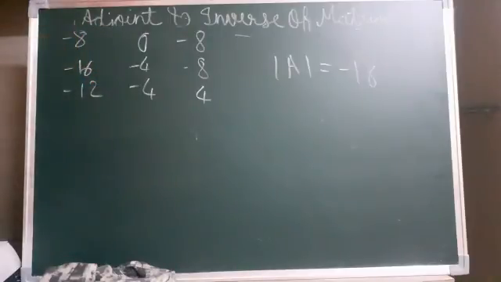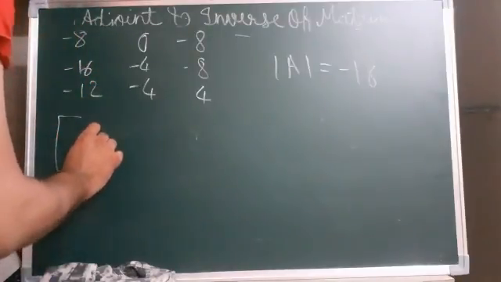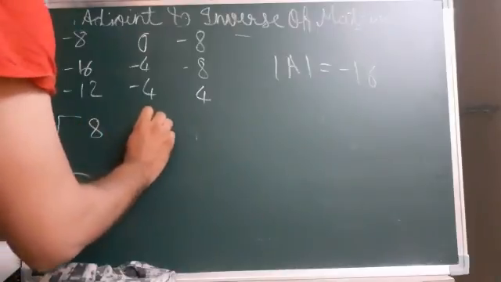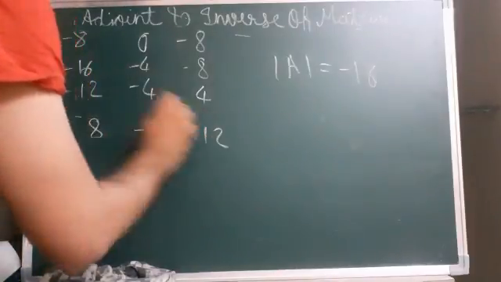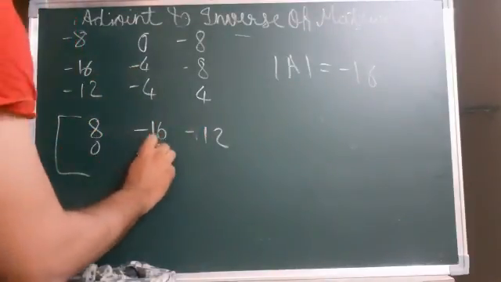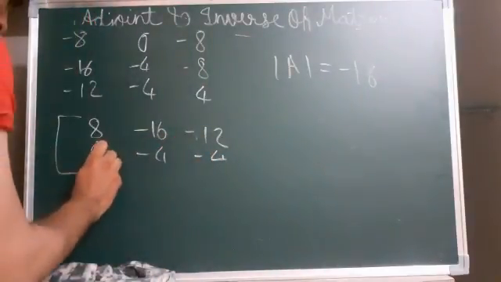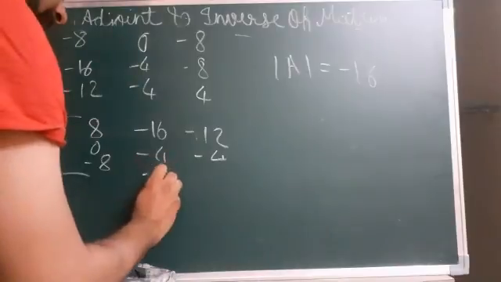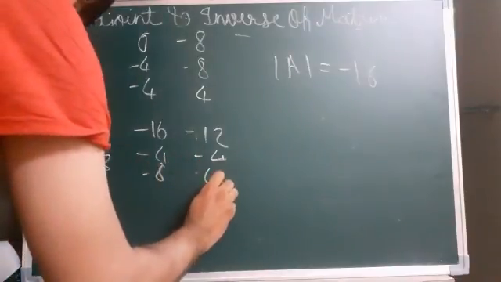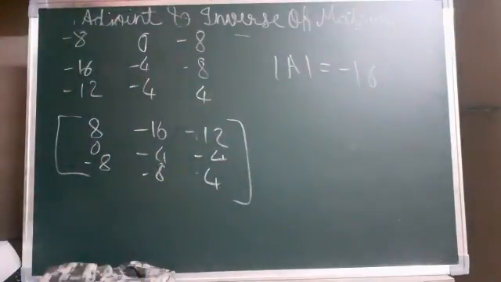And now we have to transpose. So the matrix is 8 minus 16 minus 12, then 0 minus 4 minus 4, then minus 8 minus 8 4. Okay, so this is the adjoint of A.